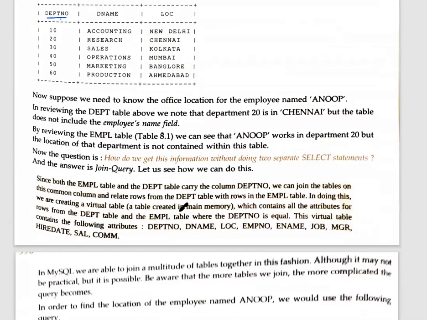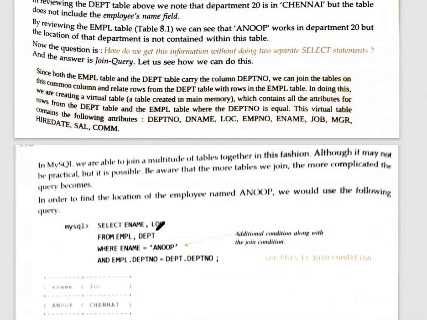So how are we going to write that command? Something like this. Whatever you want to select, you write. And in the where clause, we write EMPL dot department number is equal to DEPT dot department number. So this indicates that joining must be done on the basis of equality.